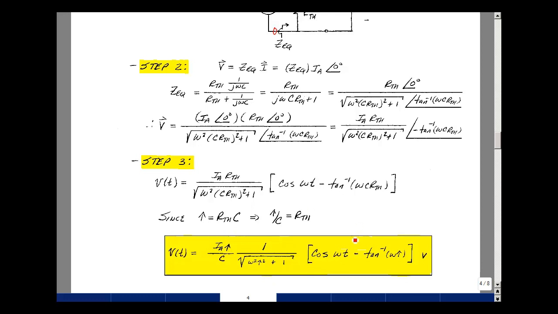Cosine of omega t. Here we got omega, and then c times R Thevenin, but again, R Thevenin is tau over c. The c's cancel, we just get tau times omega. That's the same expression we have on top. It's the forced response when we solved for the complete response by solving the differential equation. And this is Supplemental Problem 4.5.